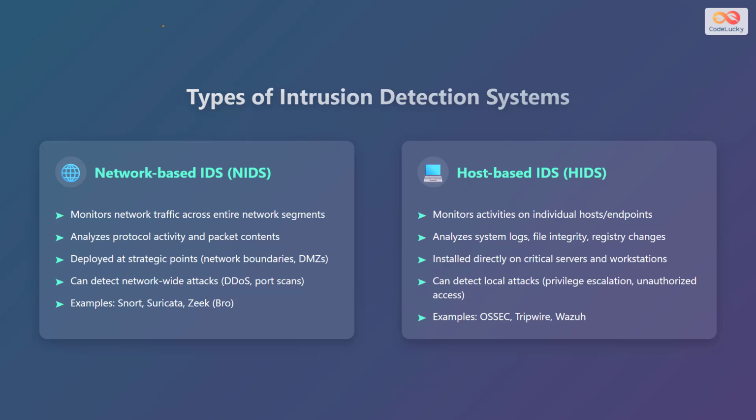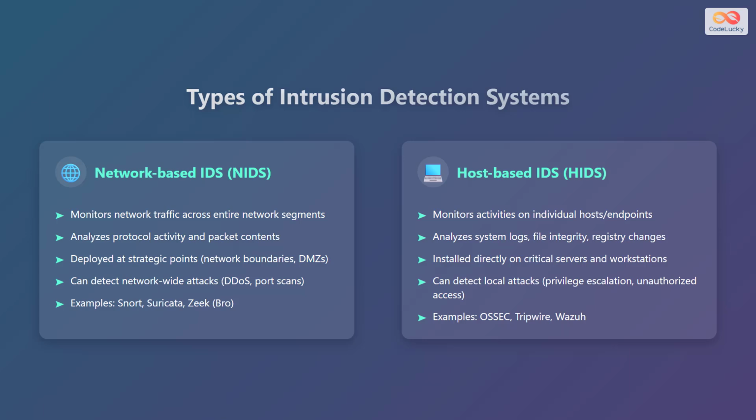Now let's explore the two main types of intrusion detection systems, each designed to monitor different aspects of your network and systems. First, we have network-based intrusion detection systems, often referred to as NIDS. These monitor network traffic across entire network segments. They analyze protocol activity and packet contents. They are typically deployed at strategic points, such as network boundaries or demilitarized zones. NIDS can detect network-wide attacks like distributed denial-of-service attacks or port scans. Some examples of NIDS include Snort, Suricata, and Zeek, also known as BRO.